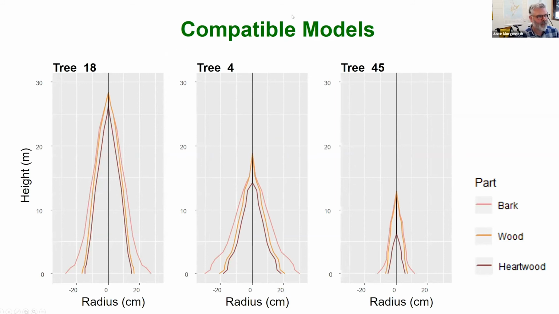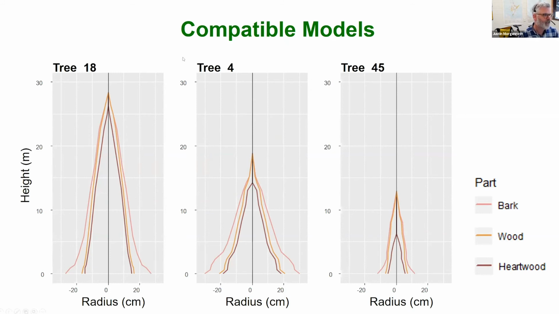And what he's been able to do with that data, working quite extensively with Professor Mason, is develop these compatible models that describe the volume of heartwood, the volume of sapwood, the total wood volume, and the volume of bark for these sample trees.